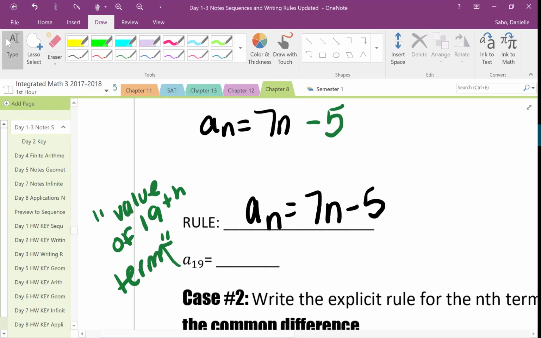So all I have to do is 7 times 19. Yeah, I'd plug 19 into my rule. And when you do that, what do you get? A number. It's 128. That's a big number. I mean, it's a big number, but when I think big number, I'm thinking like long. Yeah, these sequences get real big. They do, especially with the geometric.